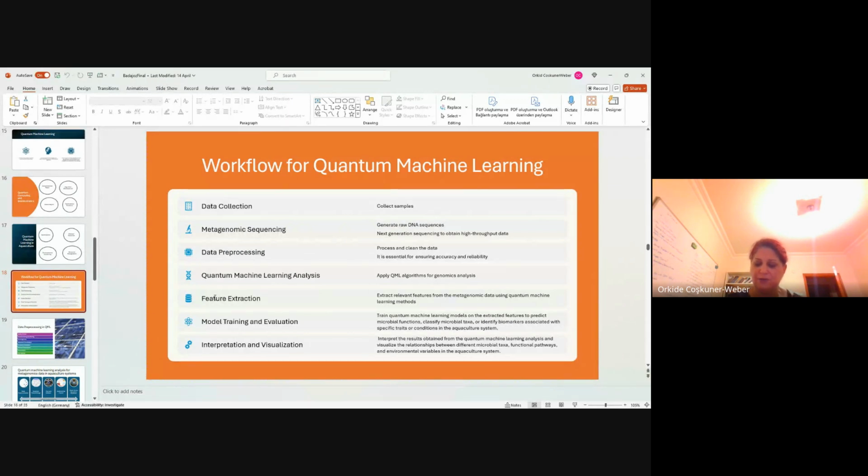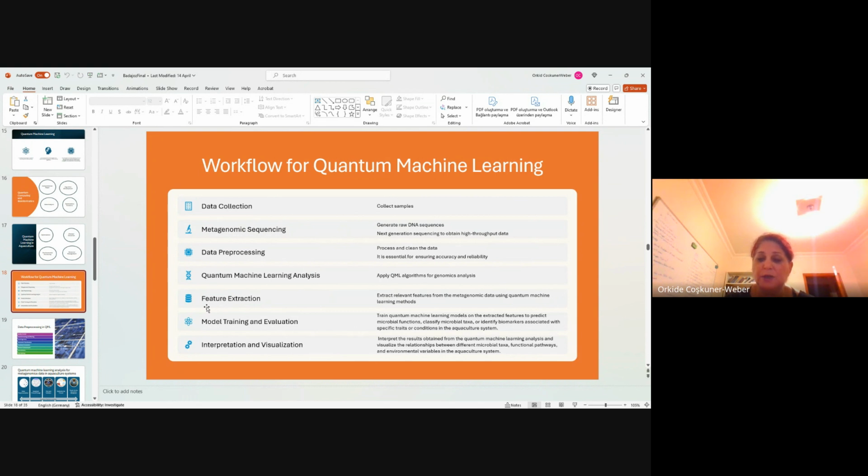We can also extract relevant features from the metagenomic data using quantum machine learning methods. These features may include taxonomic information, such as species abundance, functional gene annotations, or microbial interactions within the ecosystem.